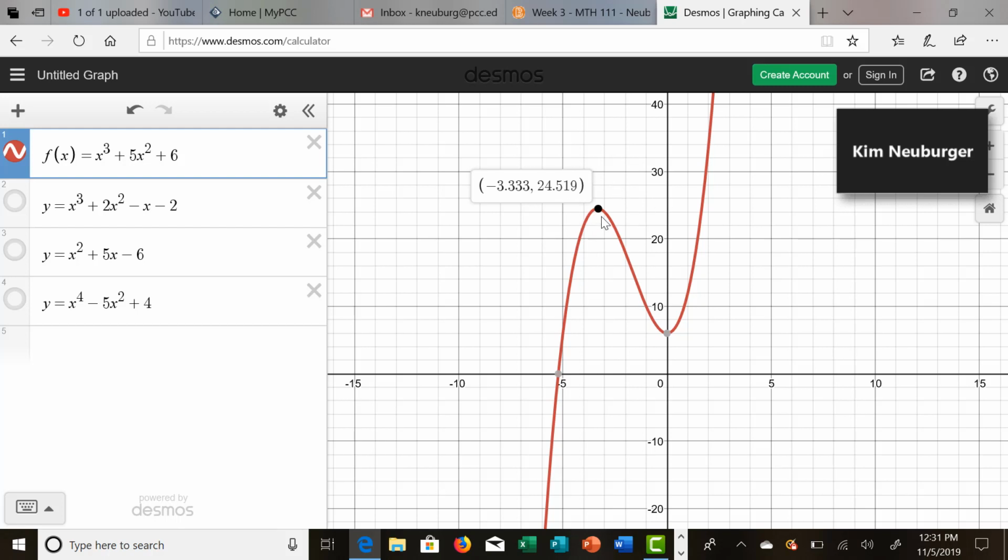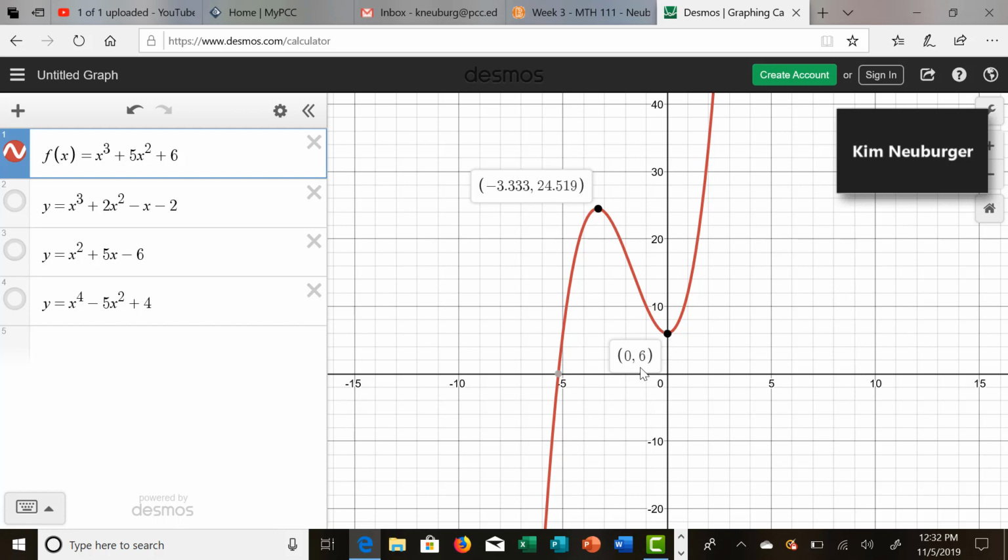Now we call it a local max because it's just a max in this section. If we were to look at the maximum for the entire graph, that's your absolute max. And if this graph continues on forever, there's no absolute max because it goes up and continues going on to infinity. But we do have a local maximum just in this little area here. Any hill that you see will have a local maximum. Similarly, any valley you have will have a local minimum.